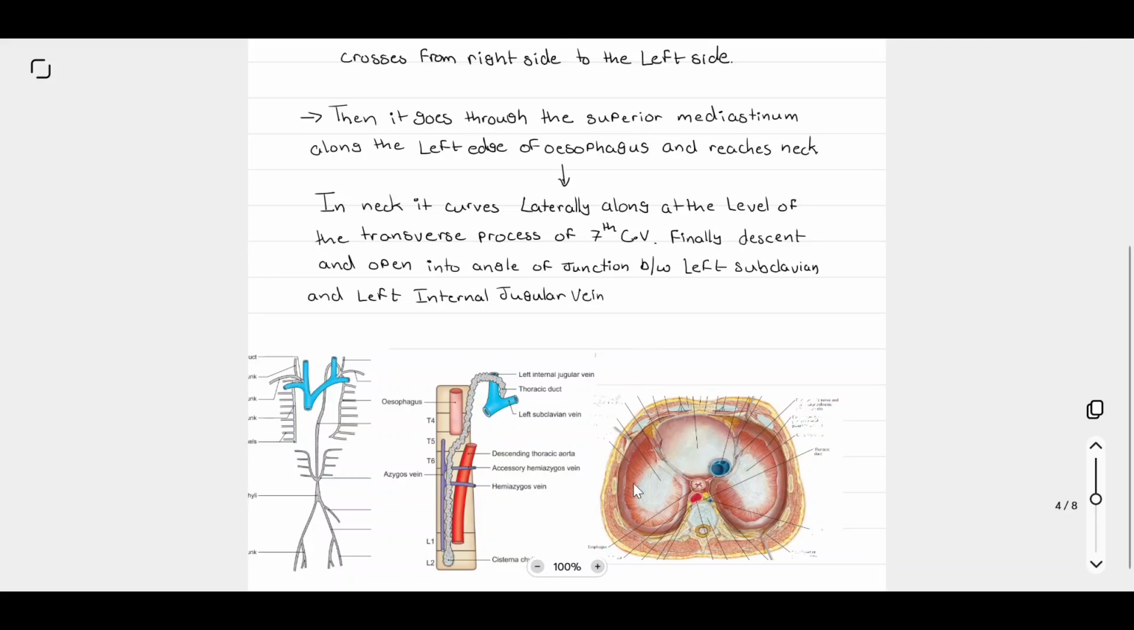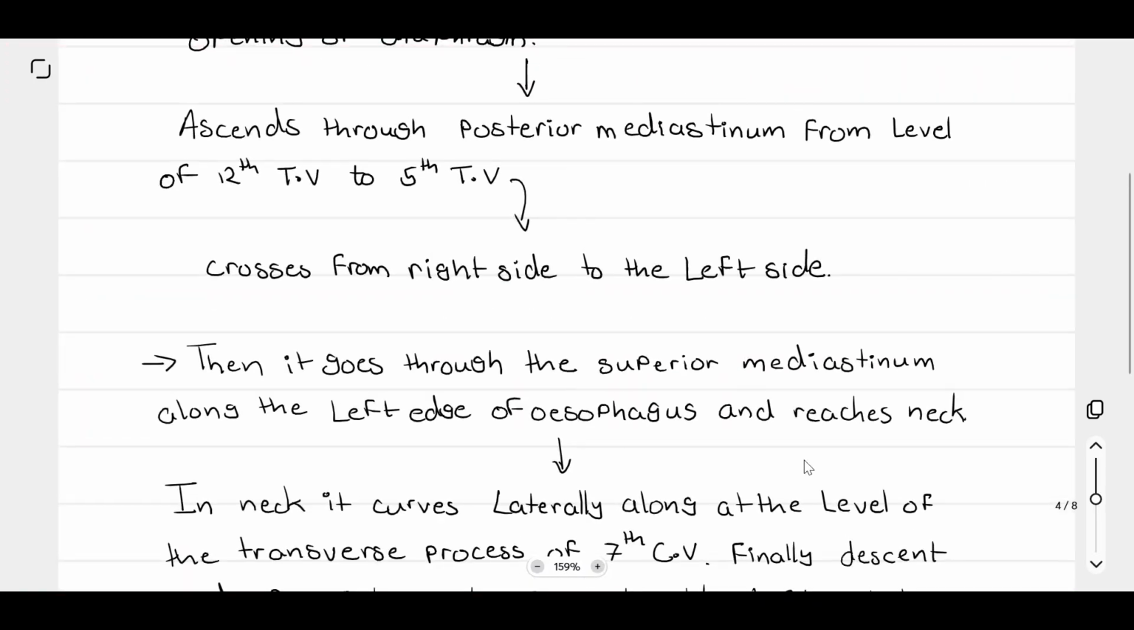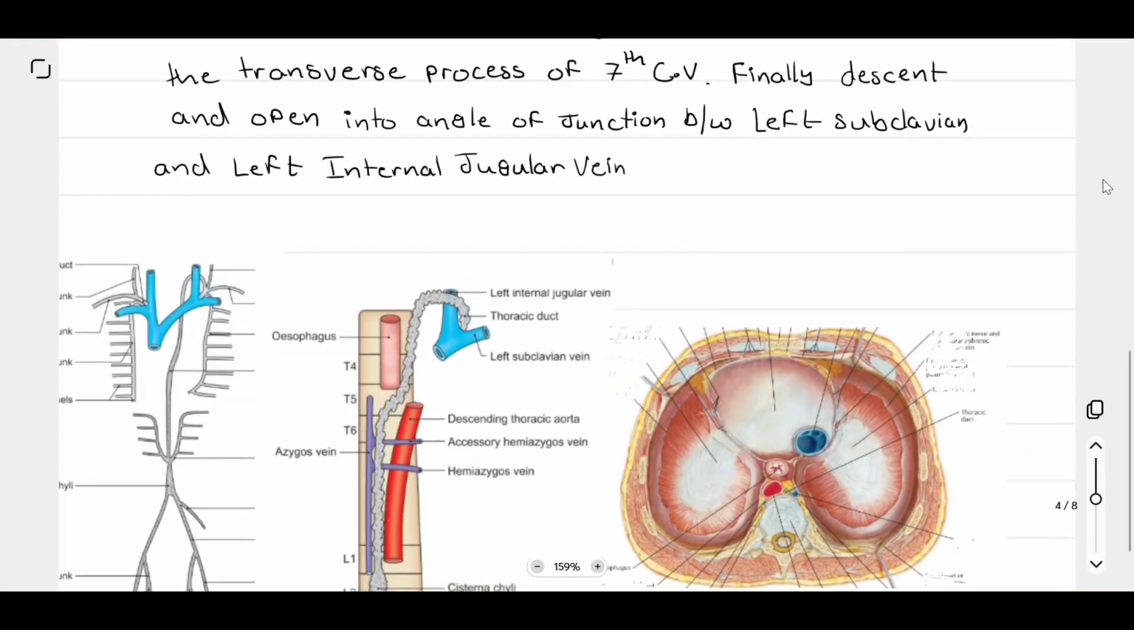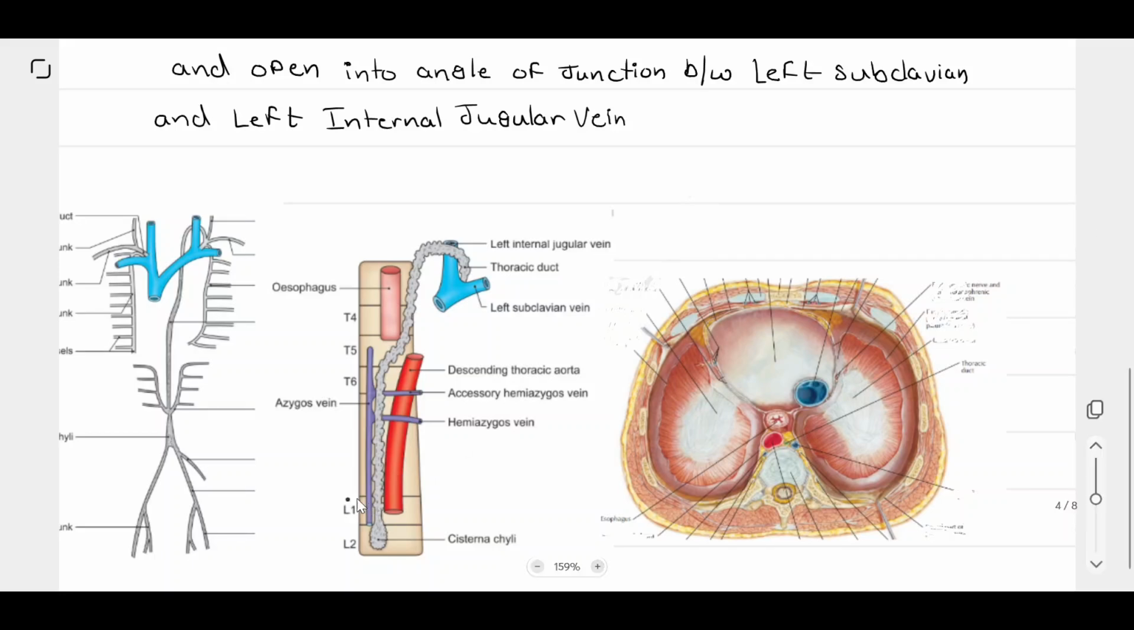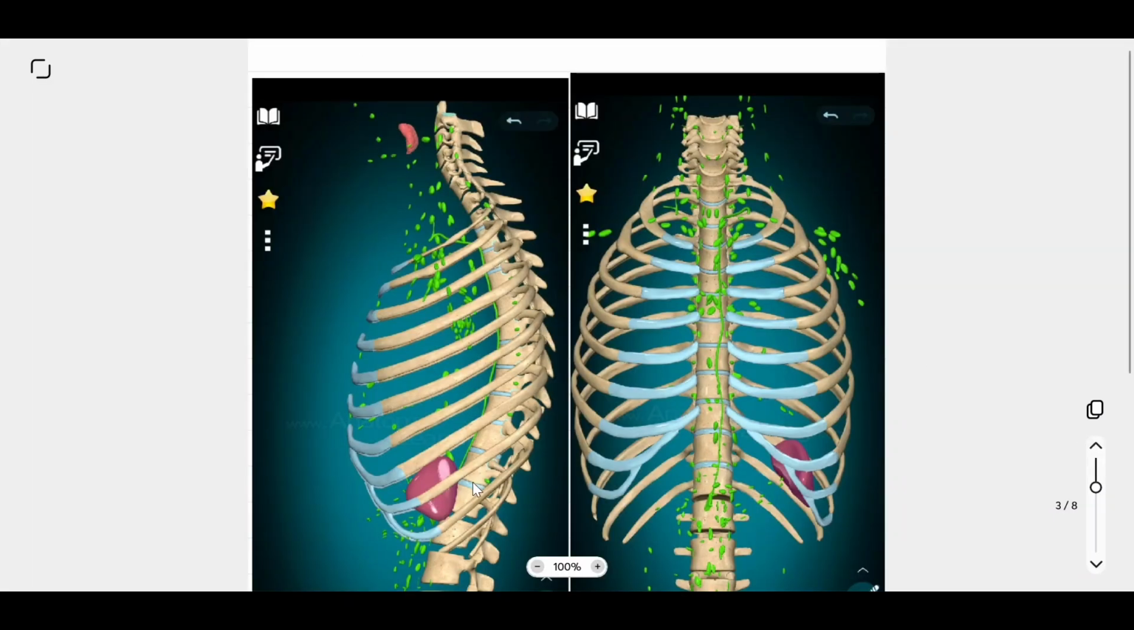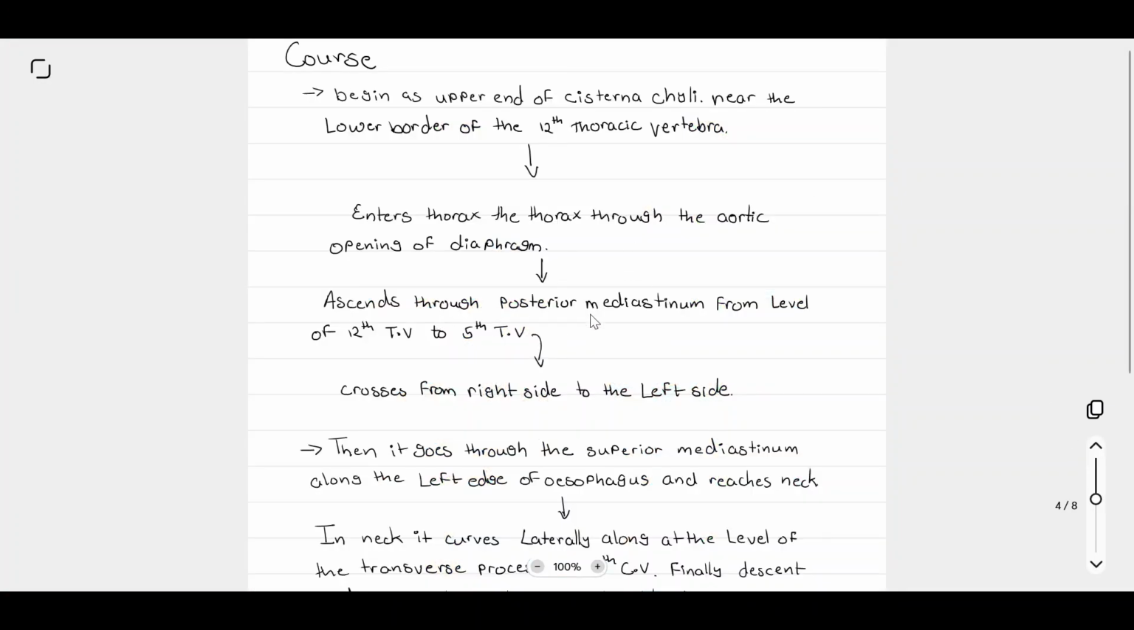Now, back to the point: it ascends through the posterior mediastinum from the level of the 12th to the 5th thoracic vertebra. Starting from here, this is our 12th thoracic vertebra up to the 5th thoracic vertebra. It moves posteriorly, as I have shown you above. In this slide, it is the posterior-most structure, so it is going through the posterior mediastinum. Then it crosses from the right side to the left side.